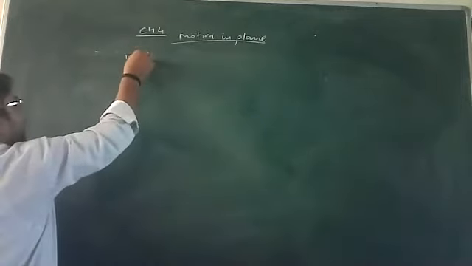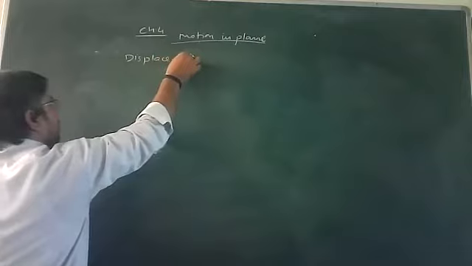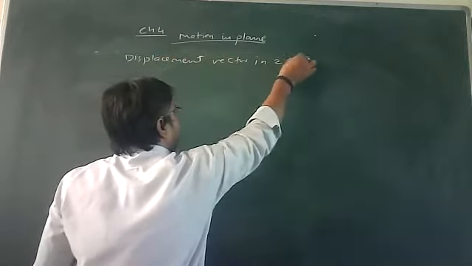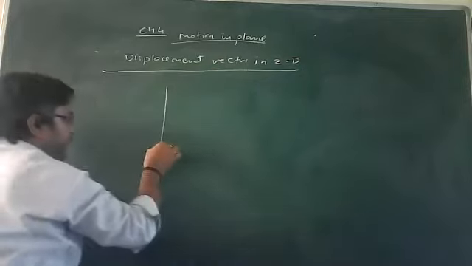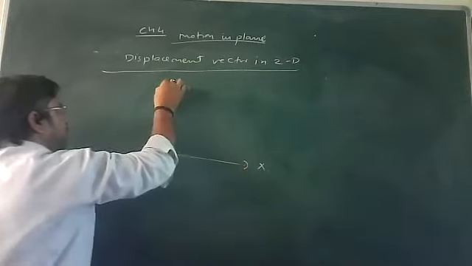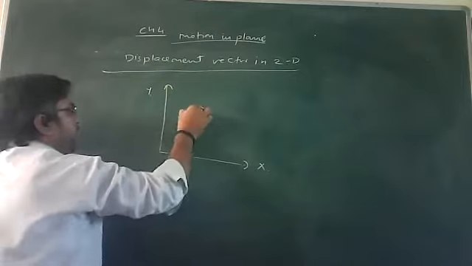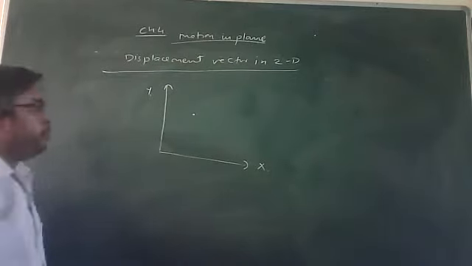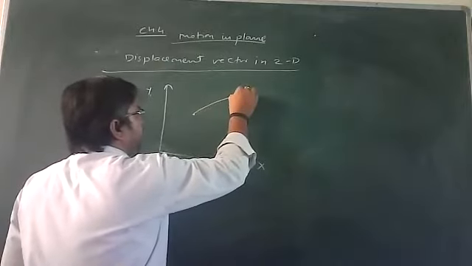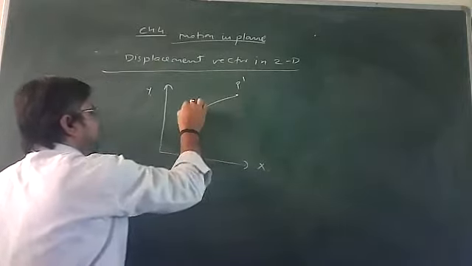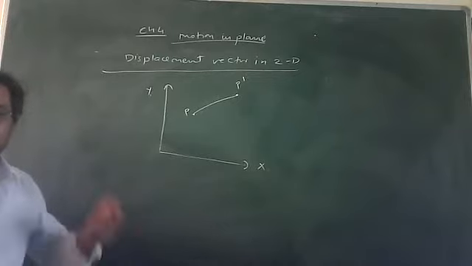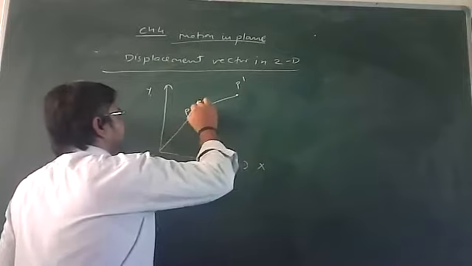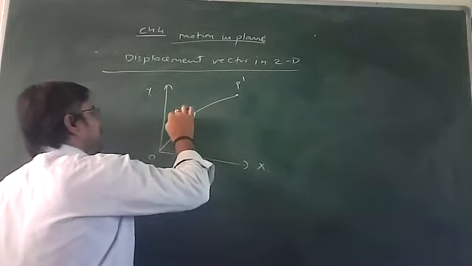Displacement vector in 2 dimensions. This is the plane. The name of the plane is again xy. The object is initially at point P. Now, from point P, the object moved to point P dash. This is the P dash point and this is the P point. Now, the position of point P with respect to the origin, that is OP, I'm writing this as your r vector.